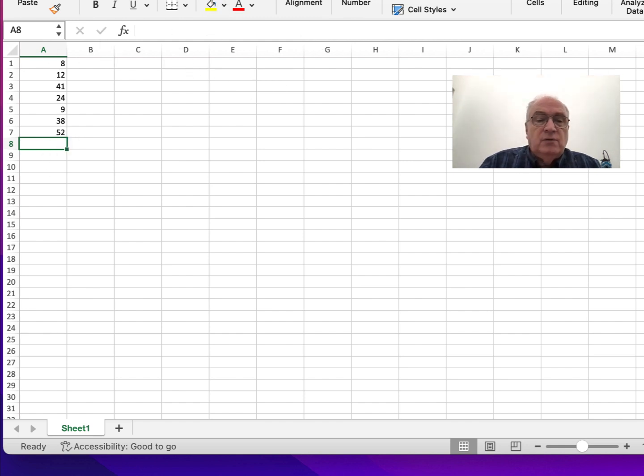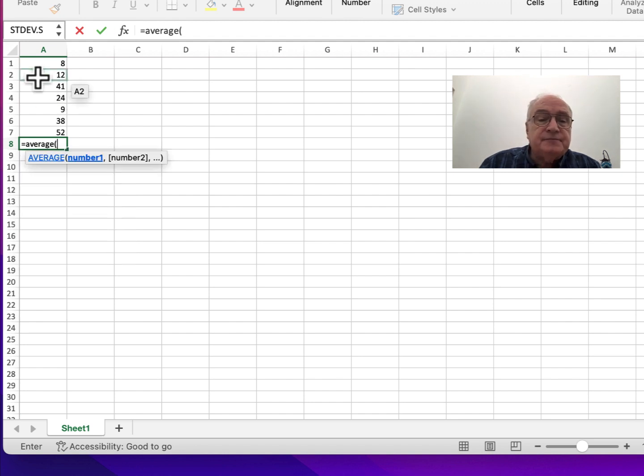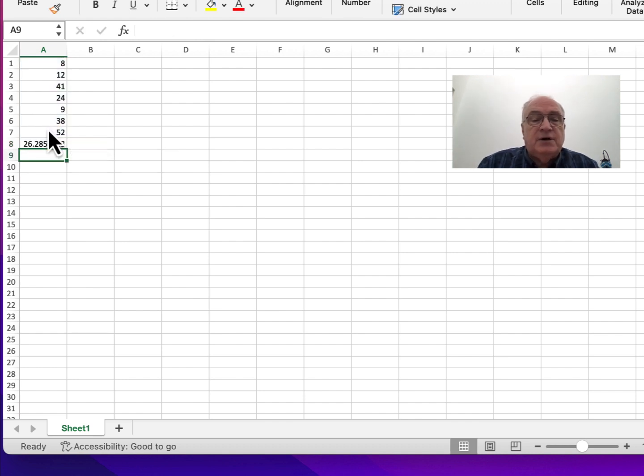So in order to start with the mean, I'm going to go equal and I'm going to do average. And I'm going to average from here to here, put my closing parenthesis and hit return. The average is 26.285. Now we have a problem here.